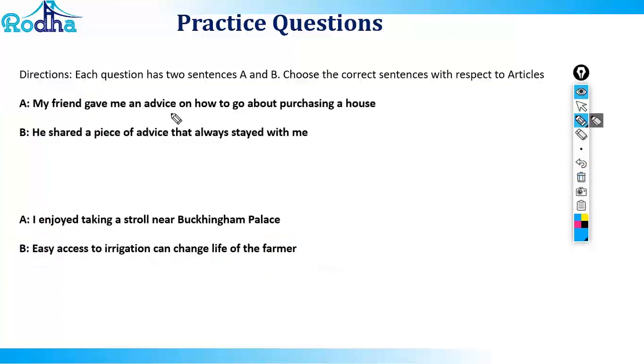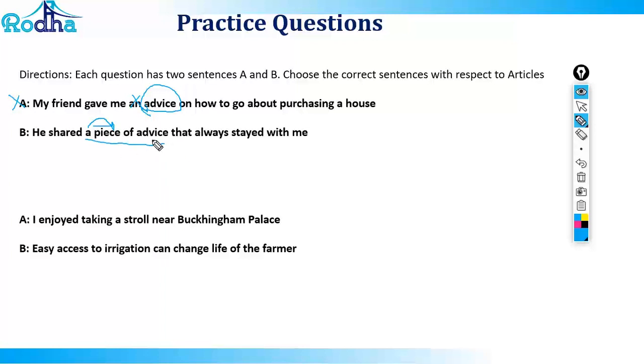My friend gave me an advice on how to go about purchasing a house. Again, this advice is an abstract noun. Don't need an article here, so that's wrong. He shared a piece of advice. Now, this is correct because you're referring to a piece as a, and not really referring to the abstract noun.